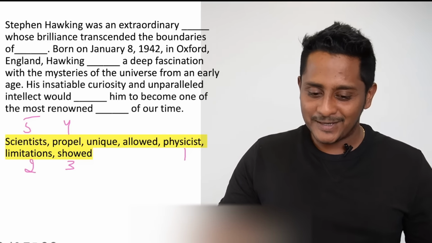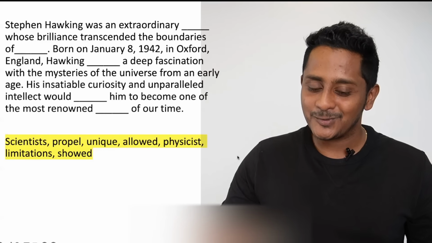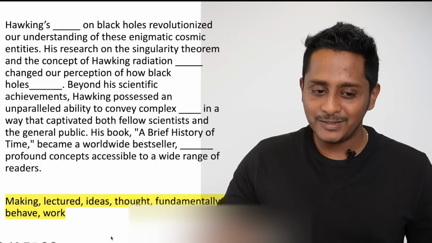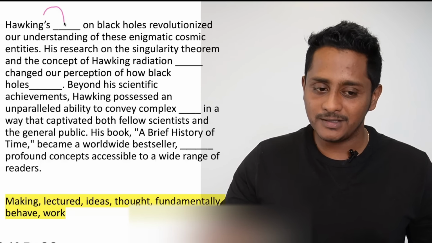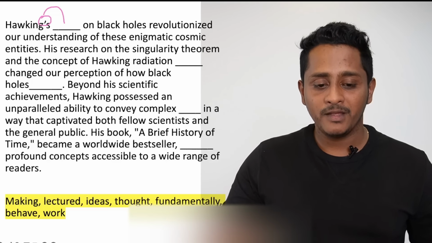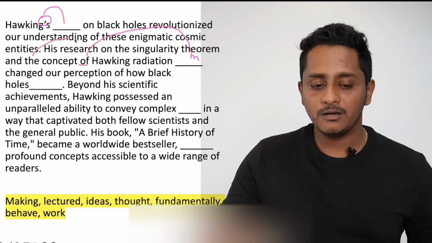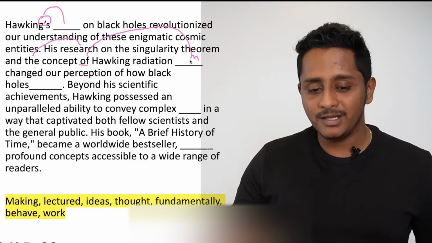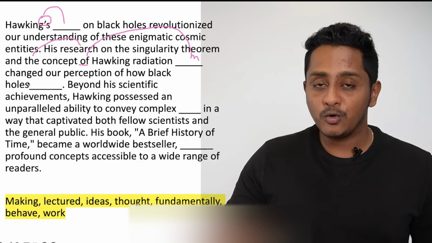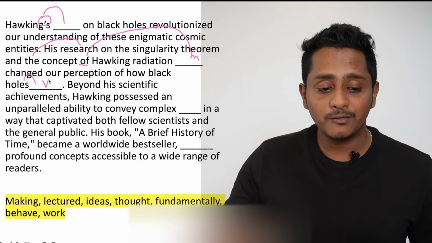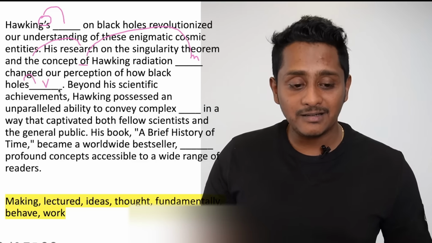Alright, not just that. Keep track of the mistakes you've done. We go to the last question. As usual, I'll give you a clue. Apostrophe is there. Remember this apostrophe. Concept of noun has to come. The concept of Hawking radiation something. And how black holes, this is plural, subject-verb agreement, verb, they eat, not heats.